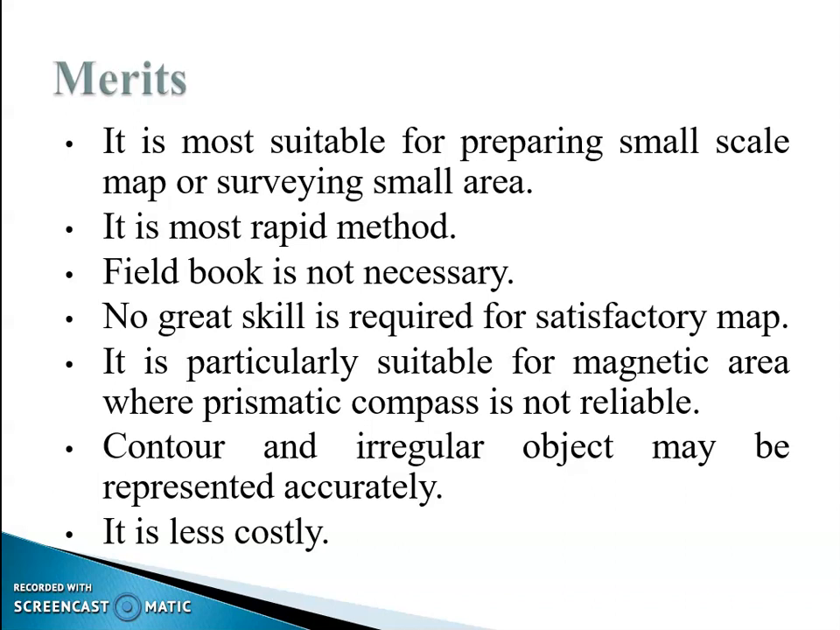No great skill is required for a satisfactory map, because we just have to take the distances in that particular area and simultaneously draw them on the sheet. It is particularly suitable for magnetic areas where the prismatic compass is not reliable. Contours and irregular objects may be represented accurately. Whenever we have to take different types of contours, they are also represented accurately in the drawing sheet. And it is the least costly. Other practicals are very costly, but plane table survey is much less costly.